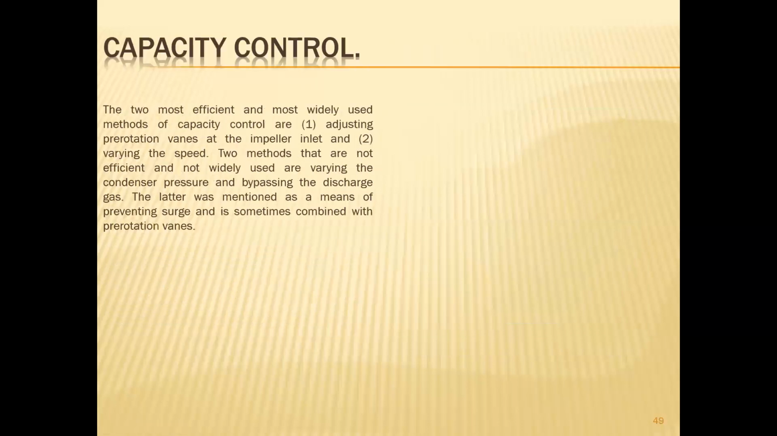Capacity control. The two most efficient and most widely used methods of capacity control are one, adjusting pre-rotation vanes at the impeller inlet, and two, varying the speed. Two methods that are not efficient and not widely used are varying the condenser pressure and bypassing the discharge gas. The latter was mentioned as a means of preventing surge and is sometimes combined with the pre-rotation vanes. So, ang topic natin dito sa ngayon is basic. Di pa natin masyadong ma-discuss to. Advanced topic, sa mga seminars nyo lang tingnan to, mga sa operation ng refrigeration system.